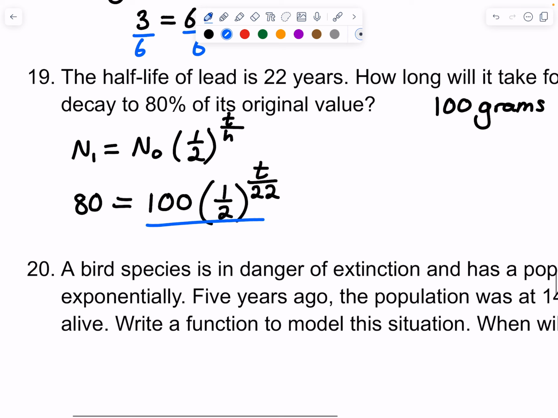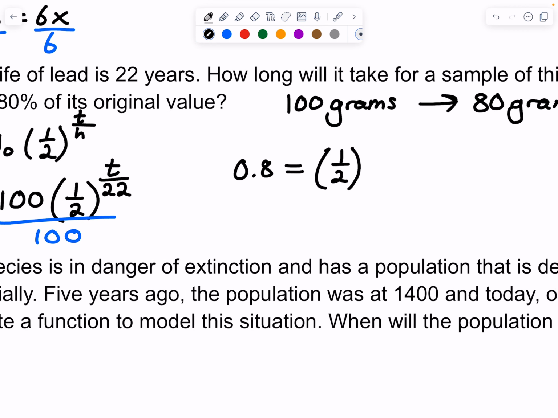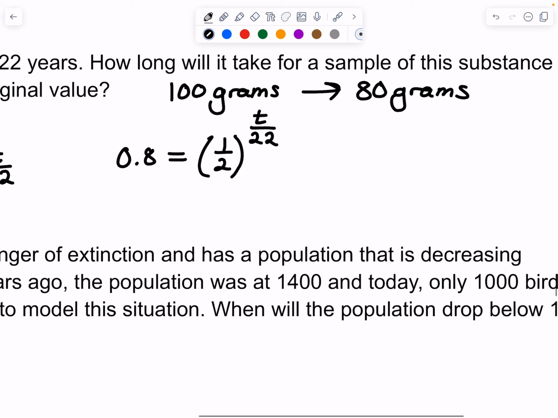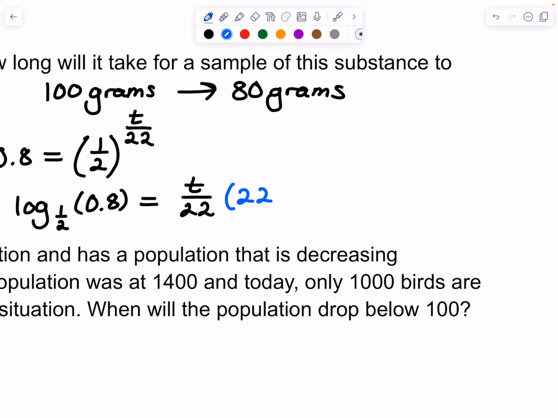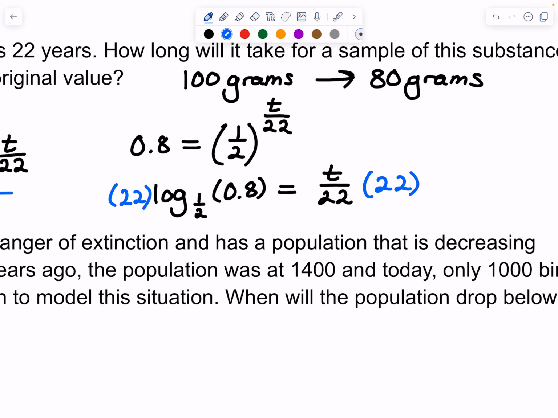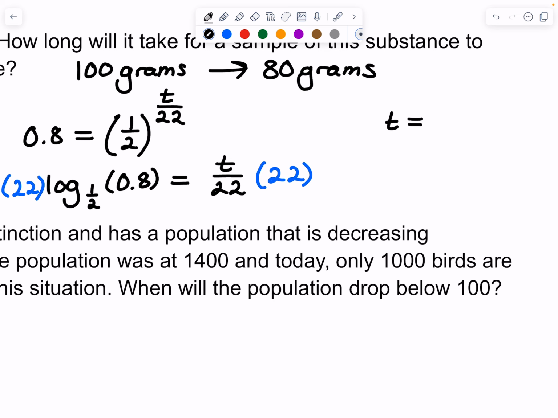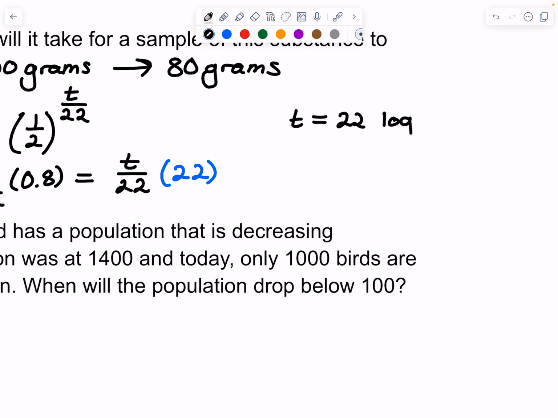From here, I need to divide both sides by 100. Then I get 0.8 equals 1/2 to the t over 22. Then, because this is an exponential, I can rearrange it as a logarithm. So I can write log base 1/2 of 0.8 is equal to t over 22. Then I can just multiply both sides by 22, and I have t equals 22 times the log base 1/2 of 0.8.